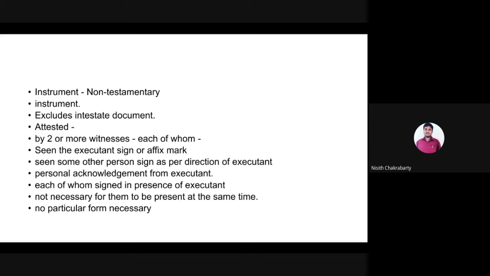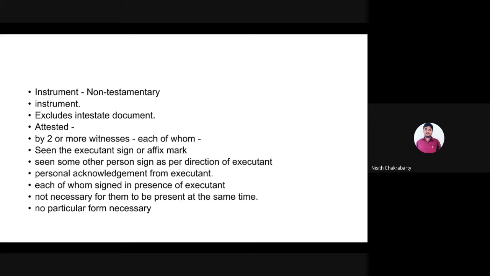Like in the case of Pardanashin ladies, they can't come out of the veil. So there can be cases where they can't sign themselves, or they are unable to put their signature because they do not have hands. So they ask some other person to sign it. If they have seen that person affix his mark or sign, then also it is deemed that yes, they have seen it.